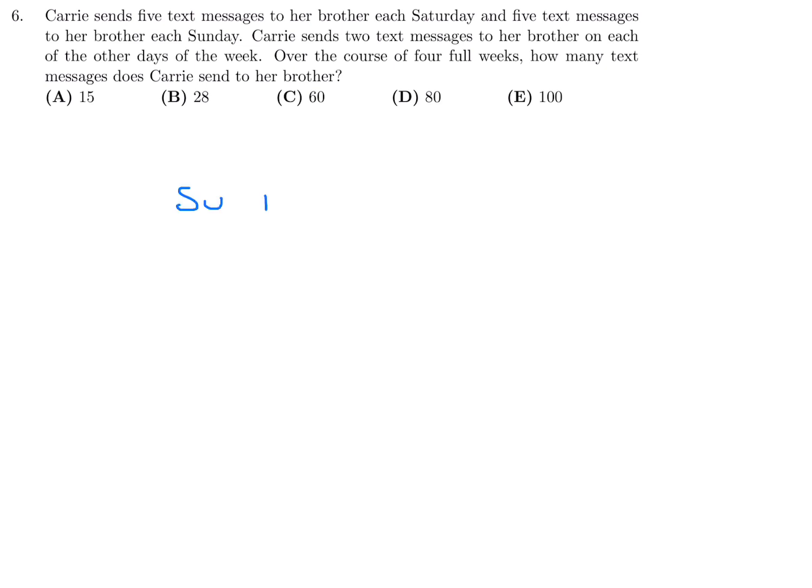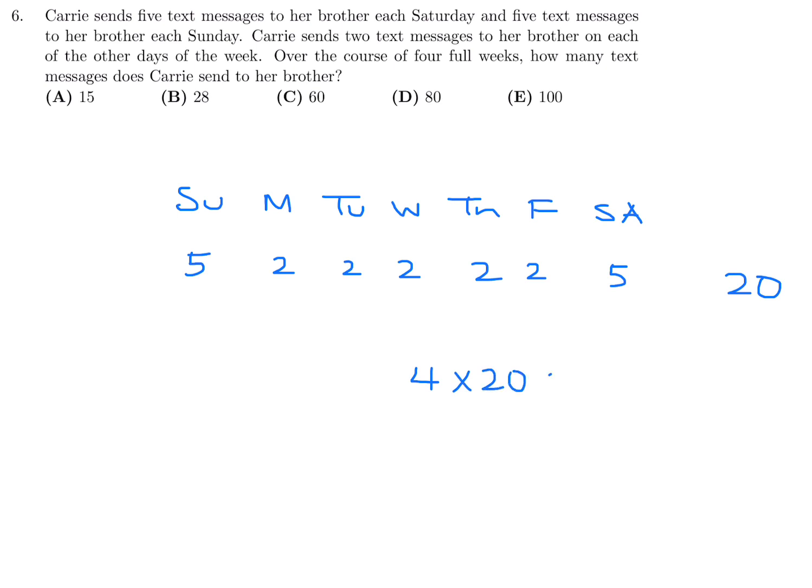Let's draw a little calendar: Sunday, Monday, Tuesday, Wednesday, Thursday, Friday, Saturday. So on Saturday and Sunday, the text messages are 5. And the other days of the week, it's 2. So in 1 week, it looks like 5 times 2, which is 10, plus 10, 20 text messages in 1 week. They're asking 4 full weeks. So 4 times 20, which is 80. So number 6, the answer is D.